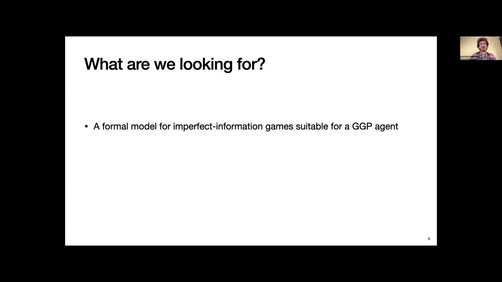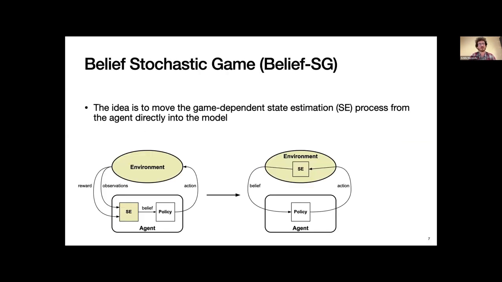And so what are we really looking for? We are looking for a formal model for imperfect information games suitable for a GGP agent. And so there should be no crafted solution required inside the agents. And so we came up with a model we call the belief stochastic game. And the idea is to simply move the game-dependent state estimation process from the agent to inside the environment. And this can lead to a more independent agent, and so to the development of a general game playing agent.